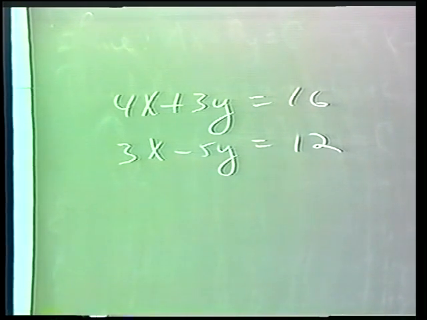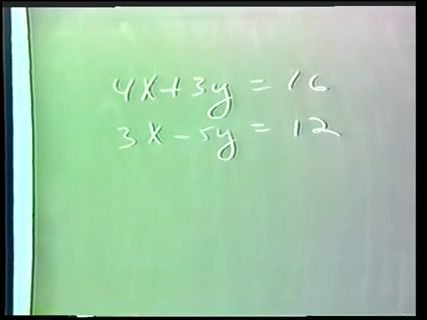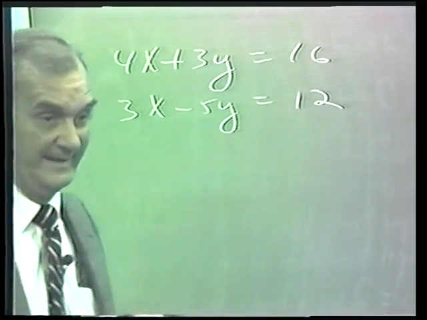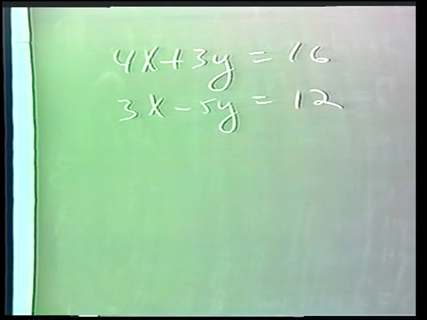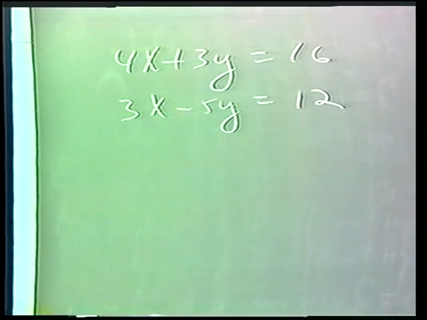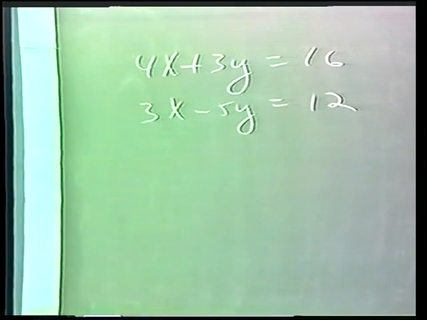Now, we have two ways to do it. One is the elimination method. The second is the determinant method. I am going to do this problem both ways. First of all, the elimination method. We have two equations, two unknowns. Our job is to get this down to one equation, one unknown.